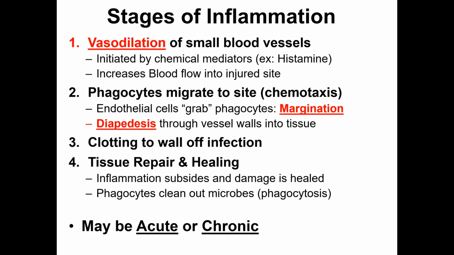So here are the stages in writing. We've got vasodilation: you cut yourself, resident macrophages produce pro-inflammatory chemicals, the blood vessels dilate, increasing blood flow. Second part here, phagocytes migrate to the site of damage. They follow those chemokines. They use chemotaxis to work their way towards the site of damage. When they get there, they are grabbed by the nearby blood vessels. Margination: adhesion molecules stop them at the site of damage.